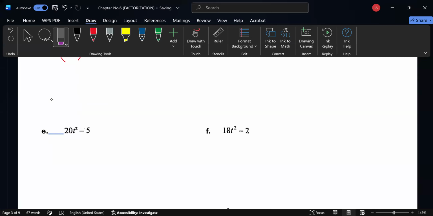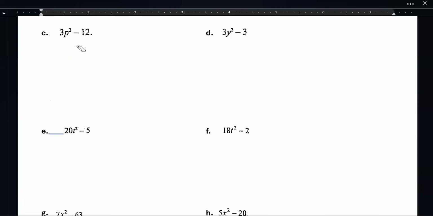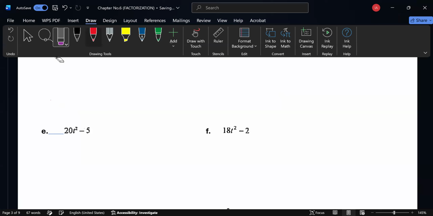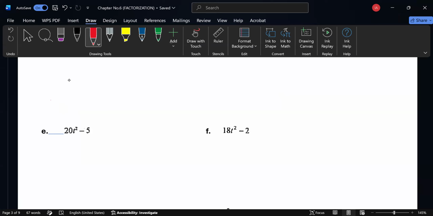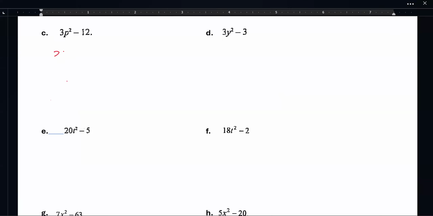Before deciding anything, look carefully at the two terms. Do you see anything common in the terms? I think you can see. And what's common here? Yes, 3 is common. So what happens? What we have inside the bracket is p squared minus 4. If I open the bracket, I'll get the original expression again.